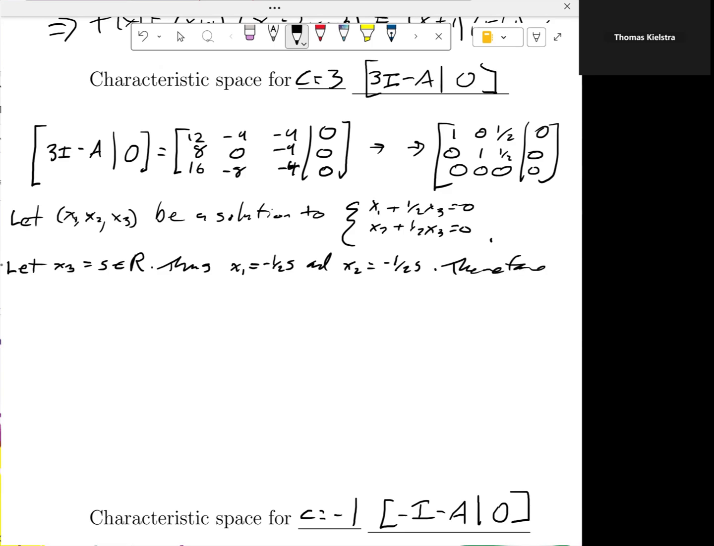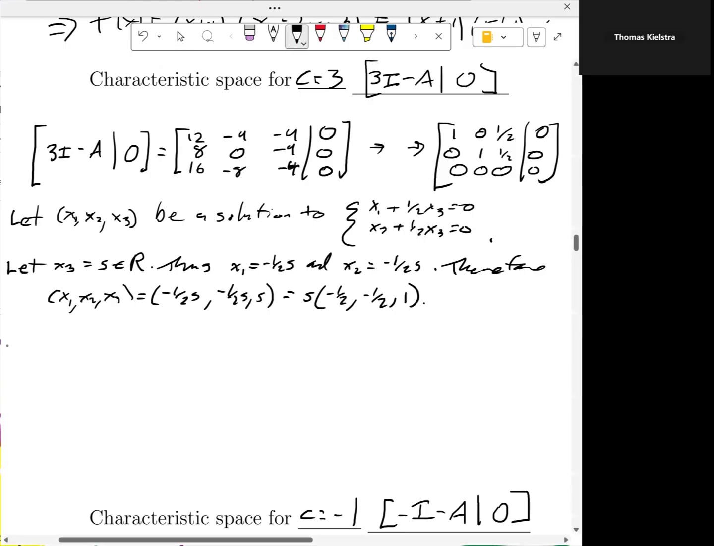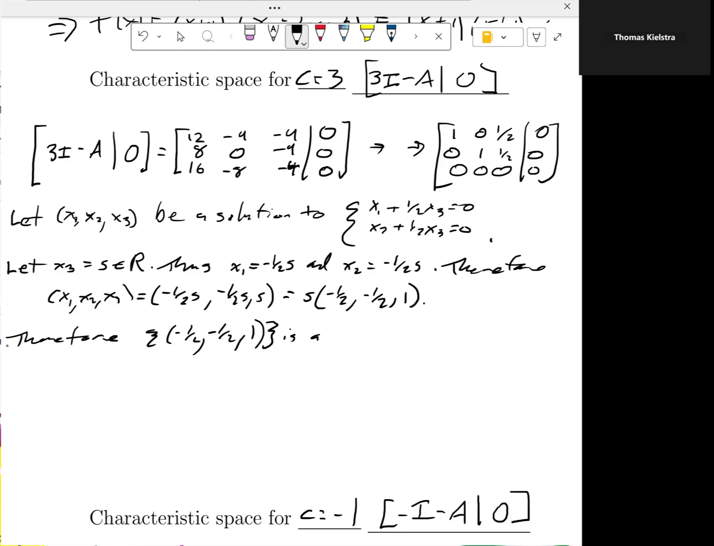Therefore, (x1, x2, x3) equals (-1/2 s, -1/2 s, s), which equals s times (-1/2, -1/2, 1). Therefore, the set {(-1/2, -1/2, 1)} is a basis for the solution space.